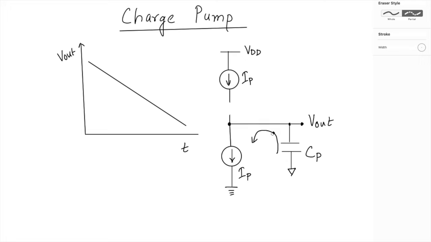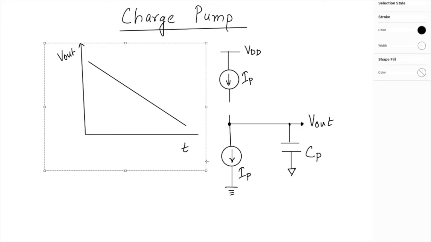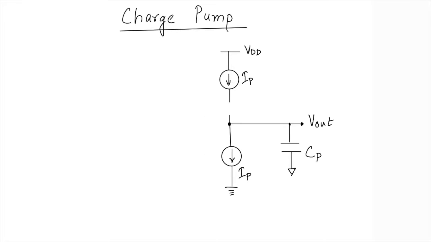The same thing is going to happen. So what we can learn from this is that by using a charge pump, we can either pump the current into the capacitor and increase the voltage, or pump it out from the capacitor and decrease the voltage. And if I disconnect this one, then whatever voltage it has developed, it is supposed to maintain that.